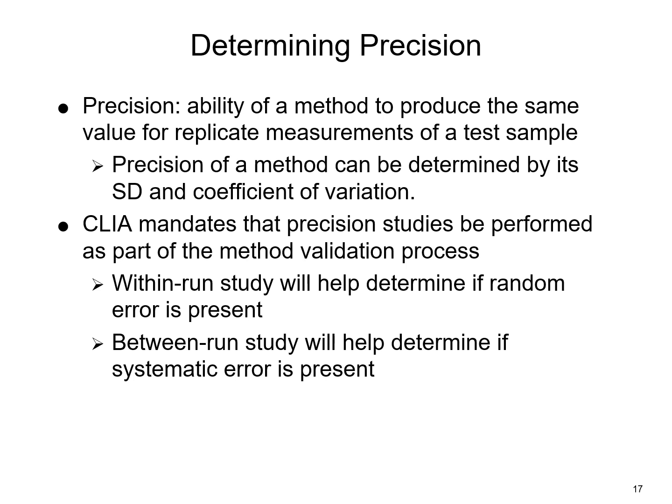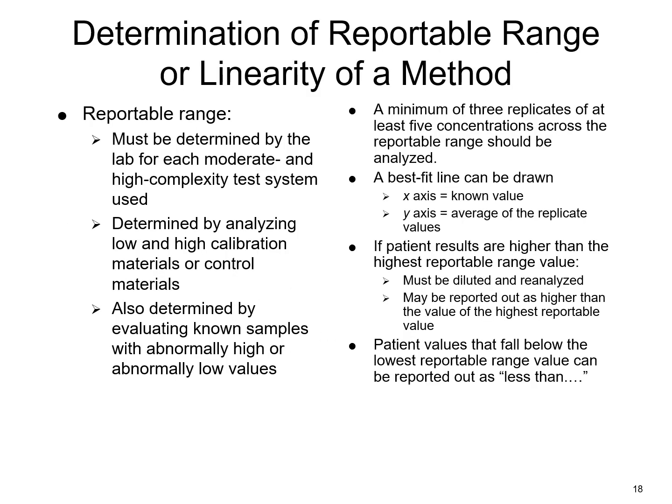So there are studies that can be done to determine precision. Precision is determined by looking at the standard deviation and the coefficient of variation. So all those calculations that we learn how to do, this is where we bring them back to look at some of these things of precision. CLIA mandates that precision studies have to be performed as part of a method validation. So you may have to do this within your laboratory. It could be a within-run study to help determine if there's any sort of random error that can happen, or it could be a between-run study to help you determine if there's anything that's happening with the analyzer. Again, this is not something that you will probably ever have to do, but just know that these studies are done.